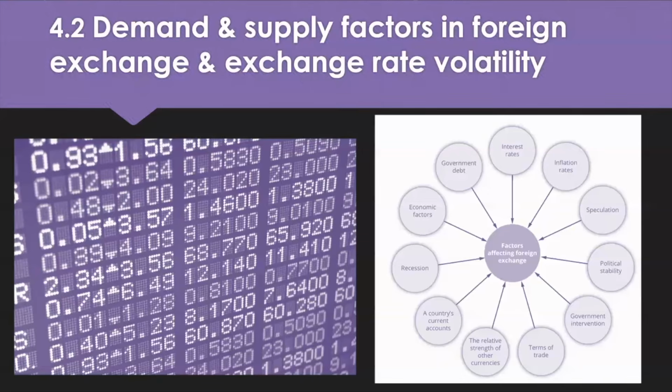Terms of trade is related to a country's current account. It represents a ratio between the price of exports and the price of imports. So if the export prices are higher than the import ones, a country's terms of trade improve. This is because higher exports lead to higher revenue, which in turn causes the demand for currency in that country to go up.